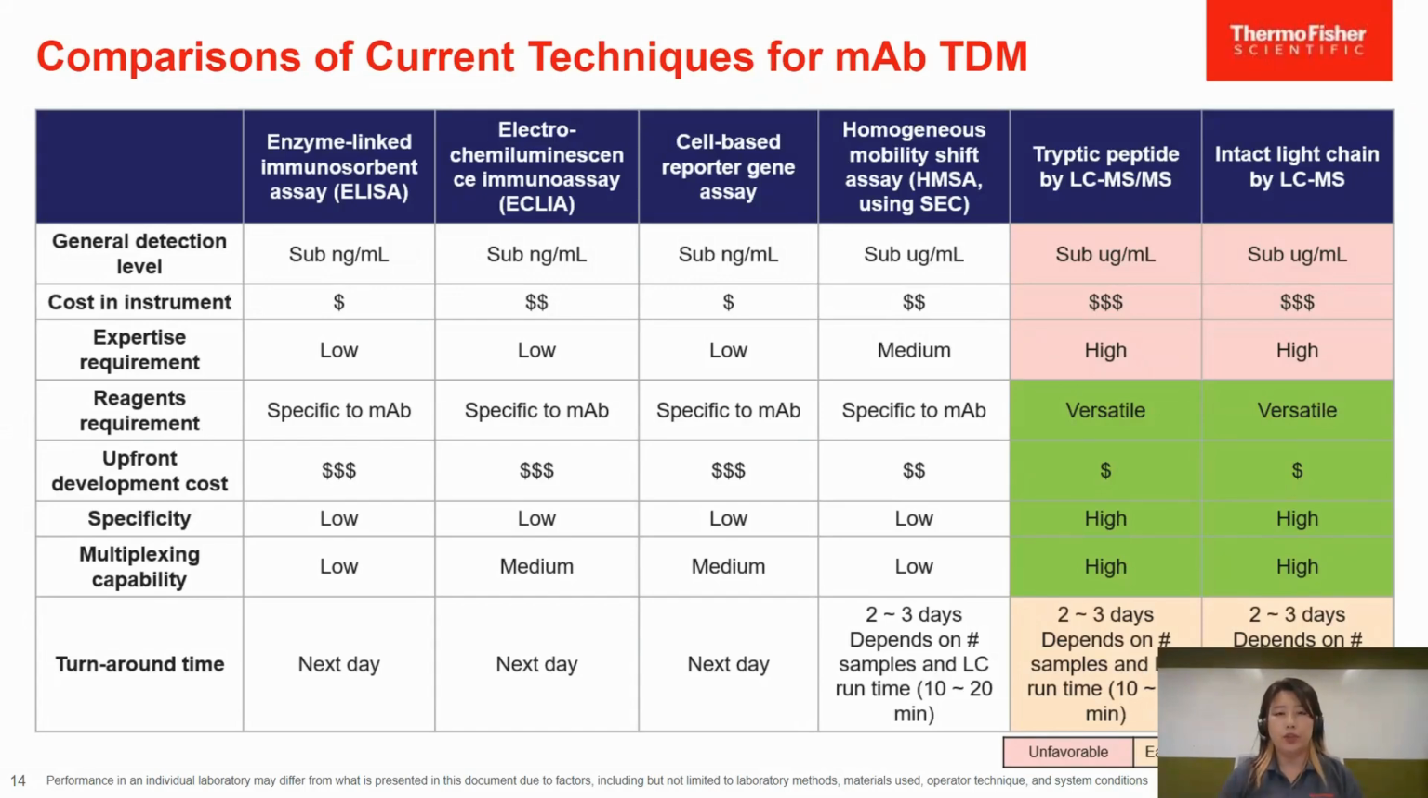But there are newer techniques, newer systems like tandem LC or dual LC. You can stagger the multiple runs, so you can save up to 50% of your turnaround time.